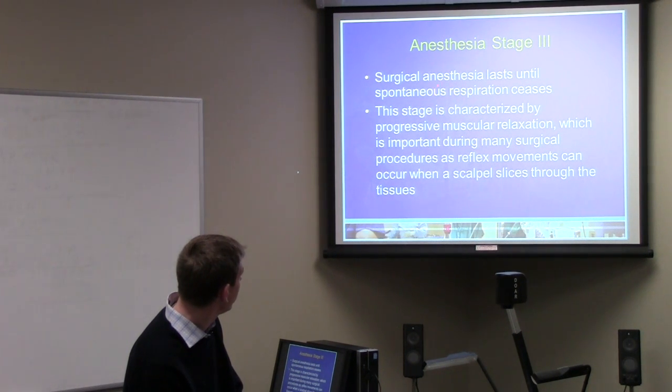Here, stage 3, this is where the respiratory system is affected and the patient's going to stop breathing. So at this point in time, you'll start to intubate the patient and take over breathing for the patient.